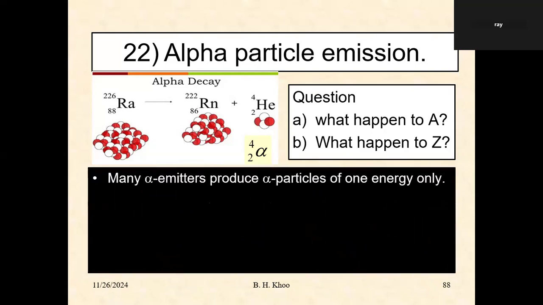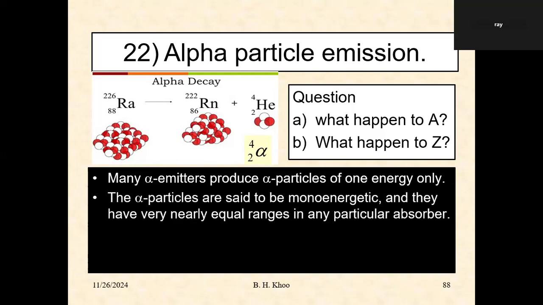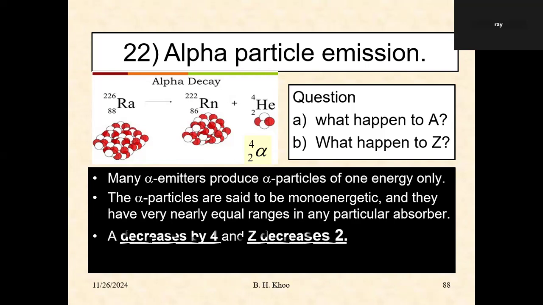Many alpha emitters produce alpha particles of only one energy. It's quite monochromatic. Alpha particles are said to be monoenergetic, and they have very nearly equal range in a particular absorber. Same energy, so the range is quite similar. Right? So if we emit alpha, A decreases by 4, A is the nucleon number. Z, the proton number, decreases by 2. Memorize.